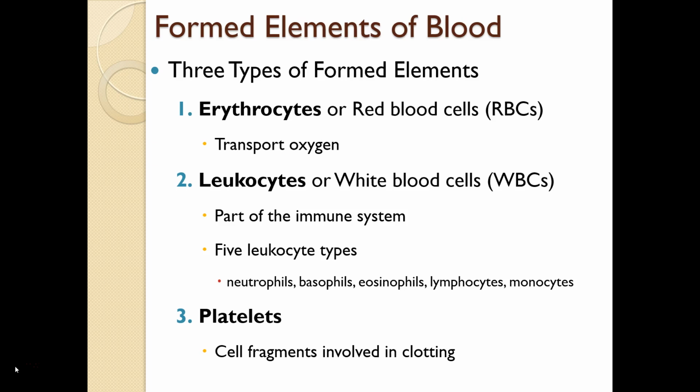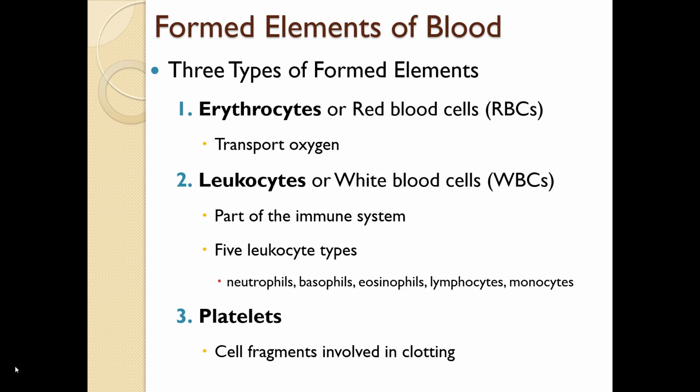Leukocytes, or white blood cells, are part of the immune system, so they help to fight off foreign materials, pathogens that may be in the body. And there are 5 types of leukocytes, and these are the leukocytes by name. In this chapter, I don't go too much into the white blood cells. We're focusing mainly on the red blood cells. In the immune system chapters, we get mostly into the roles of the leukocytes.